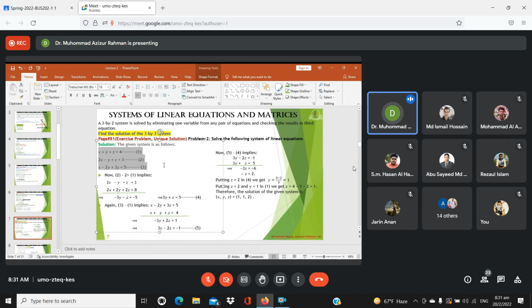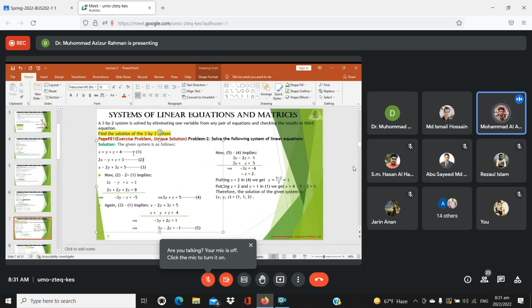Now, maybe we consider the first and second equations. If we try to eliminate, for example, x, what should we do? From the first and second equation, if we want to eliminate x, what will we do? Multiply equation 1 by 2, right?